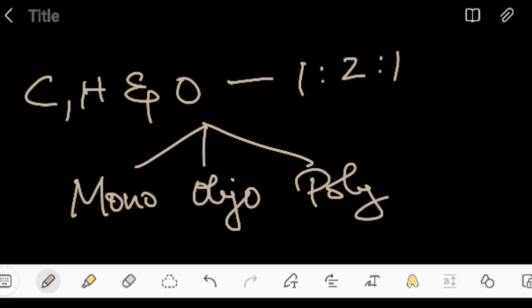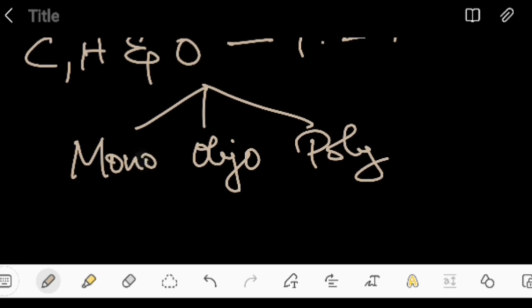Now what is monosaccharides? We know monosaccharides means they are the simplest sugar. Now can we divide them? No, they cannot be hydrolyzed, or they cannot be divided into further products. They are the simple sugars which cannot hydrolyze into other sugar molecules. That is what you call monosaccharides.